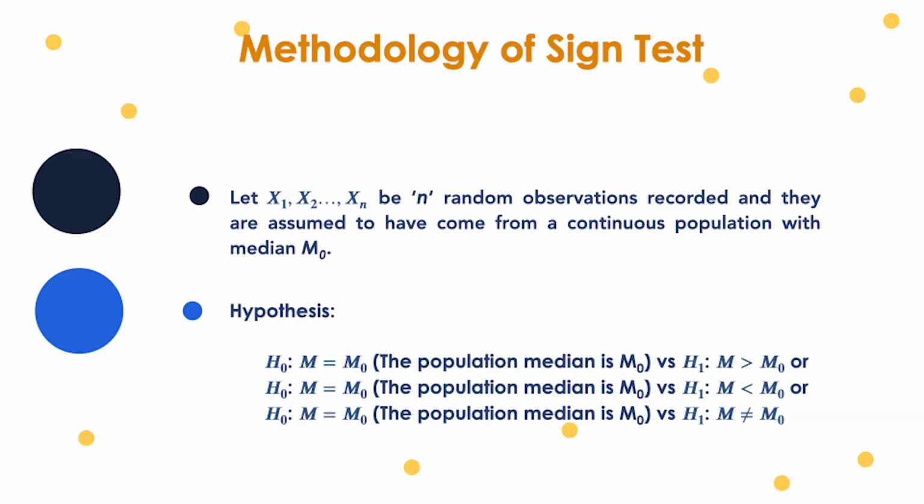Now we can see the procedure, how to perform the sign test, and discuss the different steps. Let x1, x2, ..., xn be n random observations recorded, and they are assumed to have come from a continuous population with median, let us say, m naught. We frame the hypothesis as H naught: m equals m naught, that is, the population median is m naught, and we have 3 different kinds of alternative hypothesis. So, we will have 3 different conditions, as we are going to check for 3 different purposes.